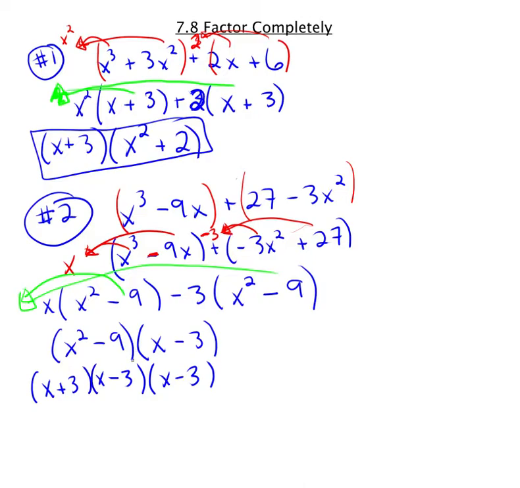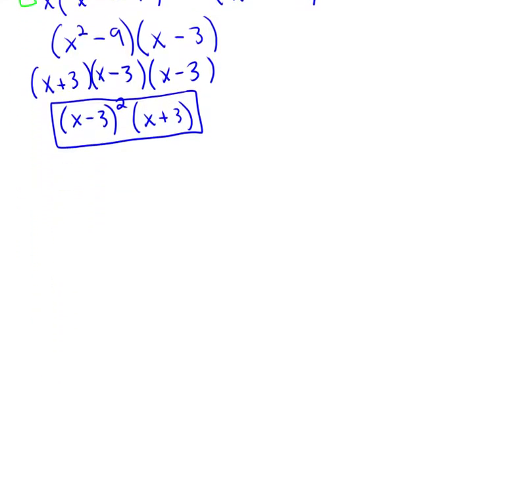Hey, looky there. There are 2 x minus 3's. So I'm going to reorganize this and rewrite it in simpler terms. x minus 3 squared, because there are 2 of them, and then x plus 3, as the simplest form for writing that factored form. And that looks a lot nicer organization-wise.